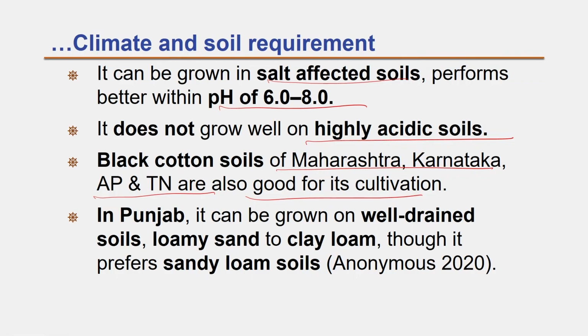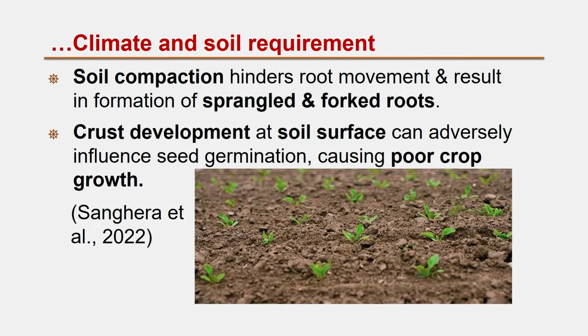In Punjab, it can be grown on well-drained soils, loamy sand to clay loam, though it prefers sandy loam soils, because in sandy loam soils you will have faster drainage. There will not be waterlogging situation. Let us see the climate and soil requirement continues. Soil compaction hinders root movement and results in formation of fangled, forked roots. Crust development at soil surface can adversely influence seed germination, causing poor crop growth, as has been reported by Sanghera et al. 2022.